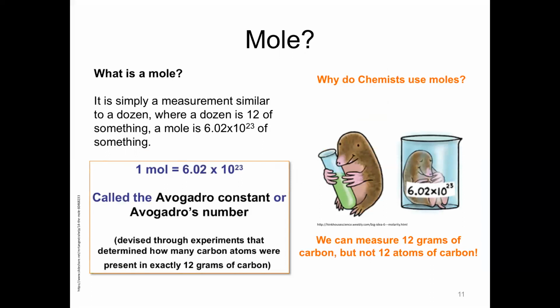All right, so just to start off, what is a mole? And I know you probably have seen this crazy number, 6.02 times 10 to the 23. So a mole is just a measurement of a number of something, just like a dozen is 12 eggs, or 12 of something. A mole is 6.02 times 10 to the 23 of something. And this is called Avogadro's constant or Avogadro's number. Avogadro was another scientist. But where does this crazy number come from?